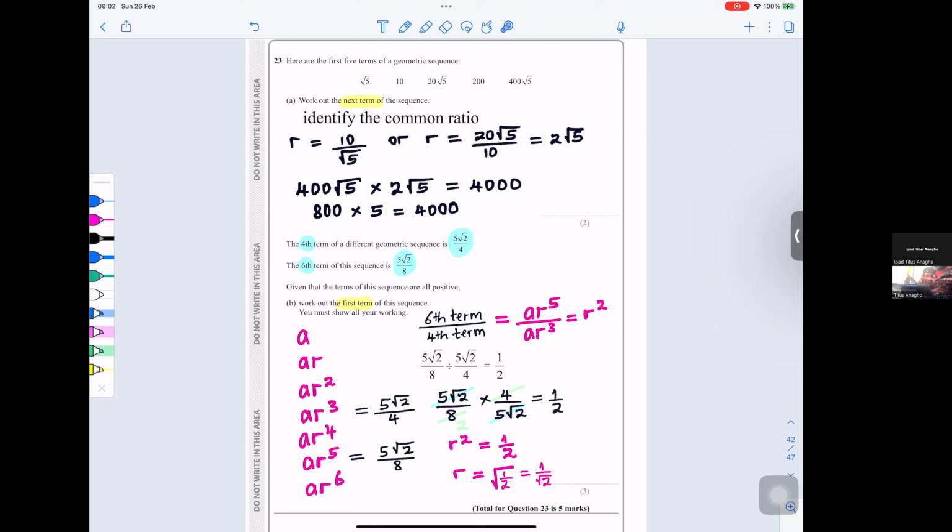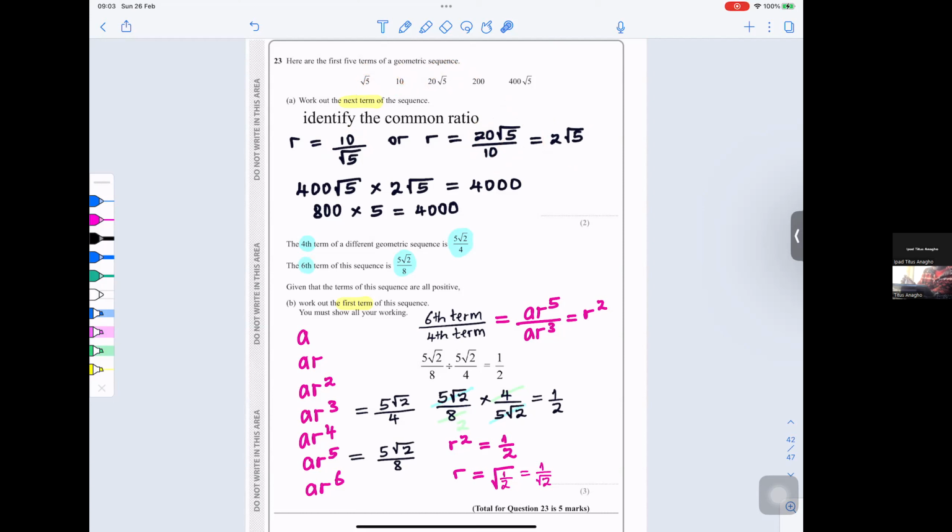So the common ratio is the second one divided by the first. So 10 divided by root 5. Or the third one divided by the second: 20 root 5 divided by 10. 20 divided by 10 is 2, so you get 2 root 5. So the common ratio is 2 root 5. So you multiply by 2 root 5 to go from one term to the next. So to go from root 5 to 10, you multiply by 2 root 5.